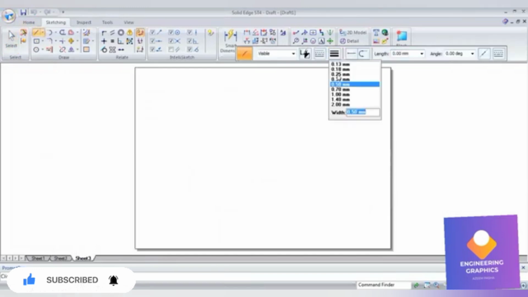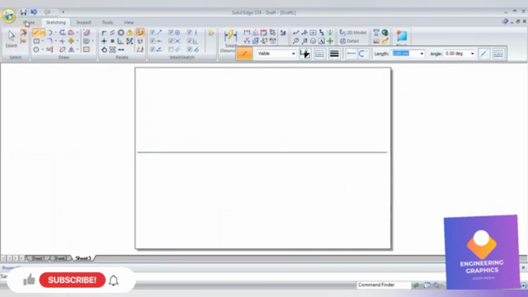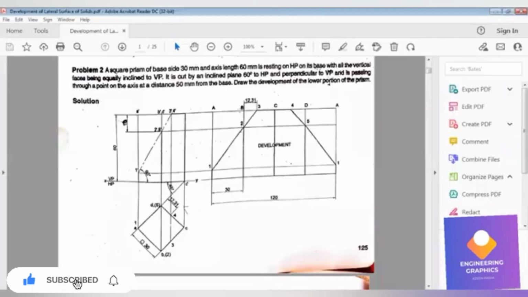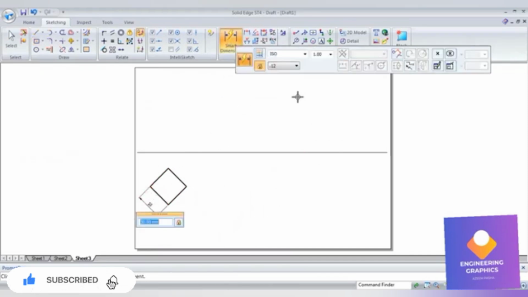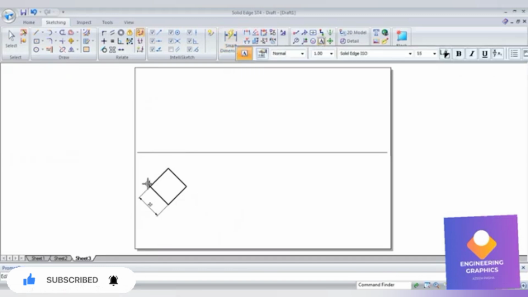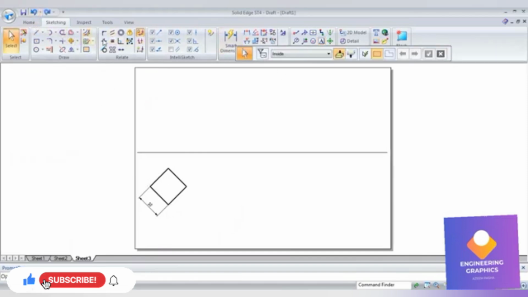First I'll be constructing a square prism of dimension 30. Before that, I'll draw an XY line first. Here you can see I'm drawing a square of dimension 30 at an angle of 45 degrees. You can show the dimension for one side, and write the namings in small case letters.